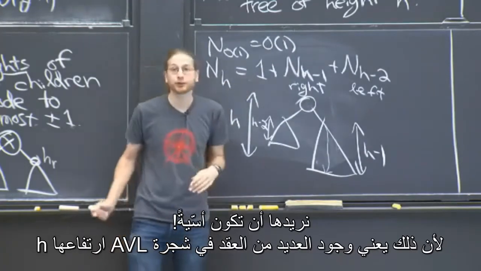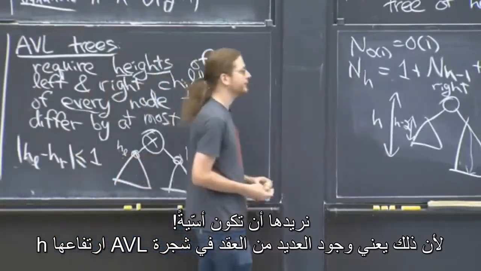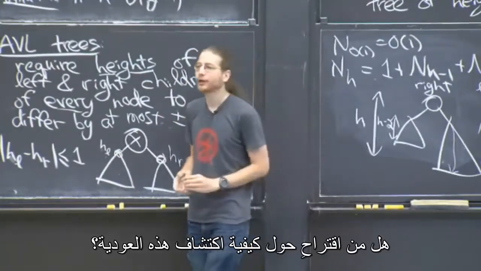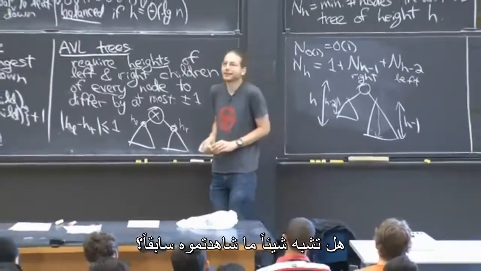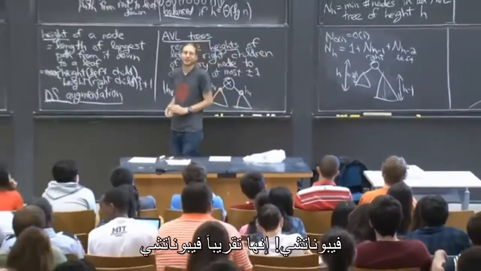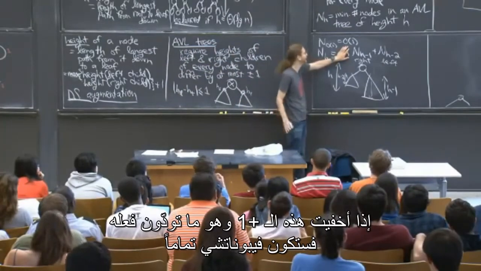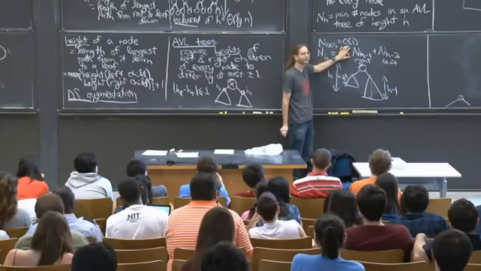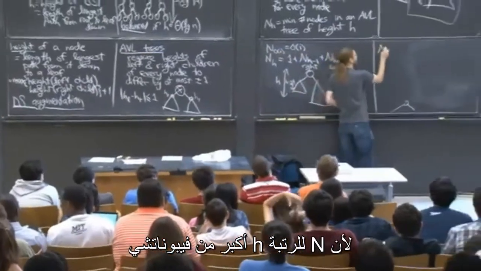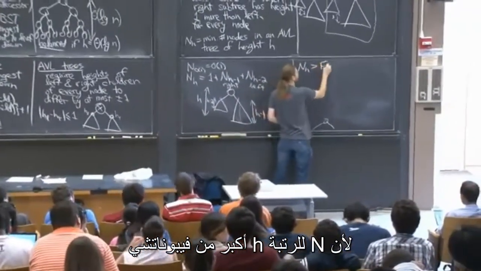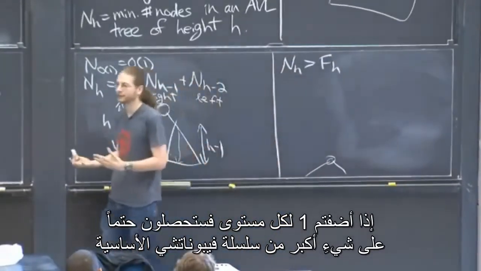What we would like is for it to be exponential, because that means there's a lot of nodes in a height h AVL tree. So any suggestions on how we could figure out this recurrence? Does it look like anything you've seen before? Fibonacci. It's almost Fibonacci. If I hid this plus 1, which you wanted to do, then it would be exactly Fibonacci. OK, well, that's actually good, because in particular, n sub h is bigger than Fibonacci.